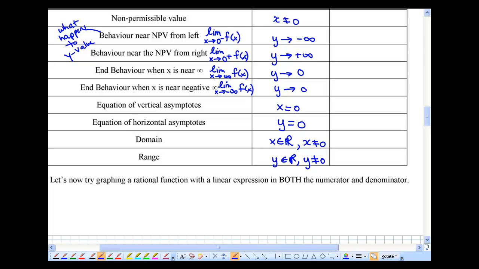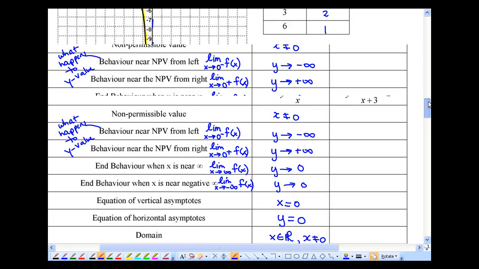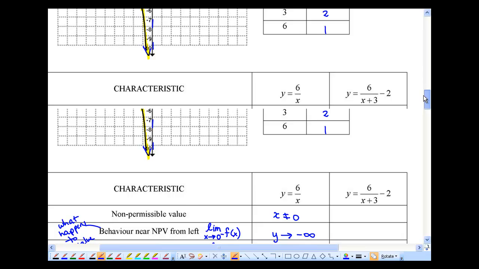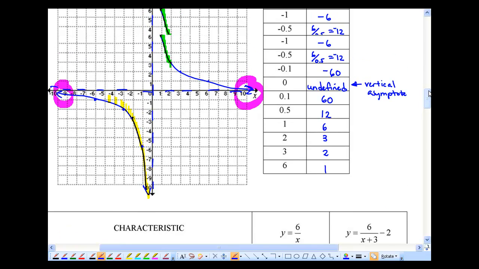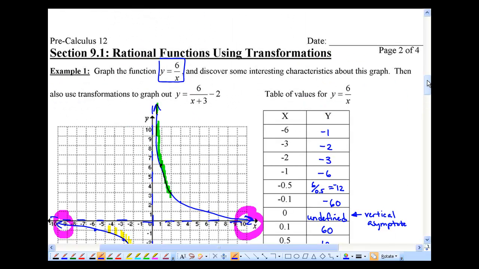Alright, so I hope you got an idea of what's going on now with the characteristics. Let's go back up, and I'm going to ask you now to try to graph the other function. This one looks a little bit more complicated, but not to worry, because you know your transformations from chapter 1. I'll do this one in red, by the way.